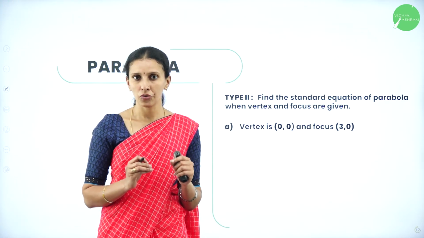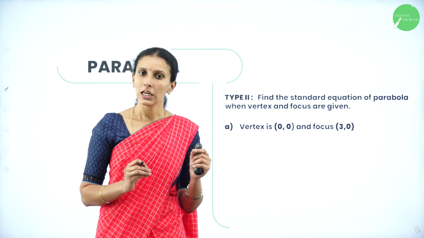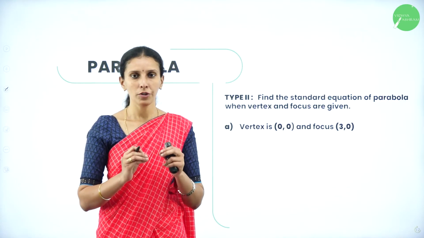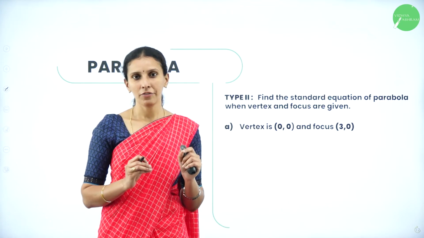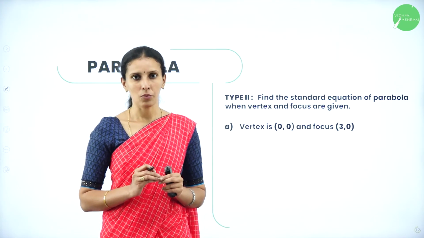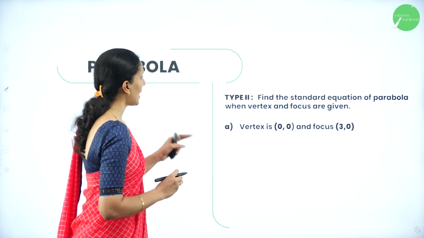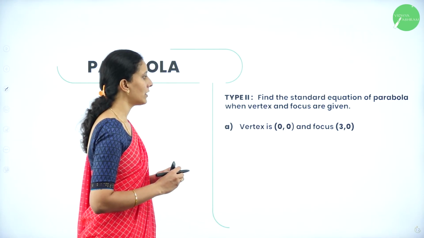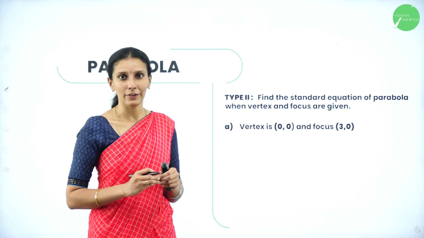Identifying that, we should write whether it is a right-handed, left-handed, upward or downward parabola. We should use the standard form of those parabolas. Let's see here. Type 2. Find the standard equation of the parabola whenever the vertex and focus are given.